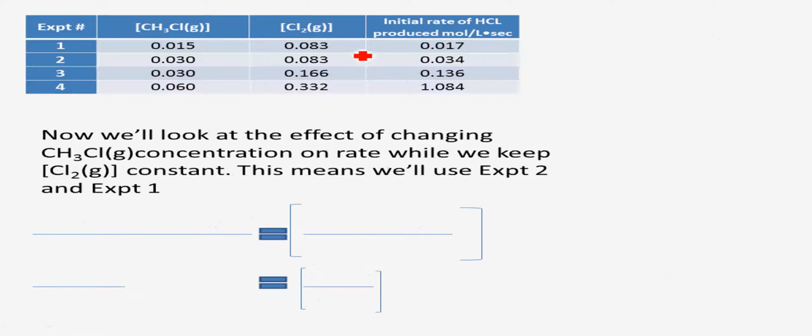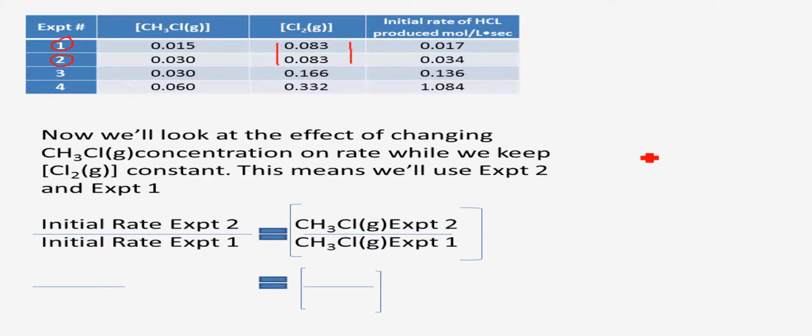Well, in this case, I want to keep my Cl2 concentration constant because I'm not looking at that anymore. And what I want to look at is the change in my CH3Cl. So in this case, experiment 1 and experiment 2 offer some good data for us to look at. Once again, keeping whole numbers, so I'm going to put experiment 2 in the numerator and experiment 1 values in the denominator. This time I'm looking for a different exponent. I'm looking for the exponent n.